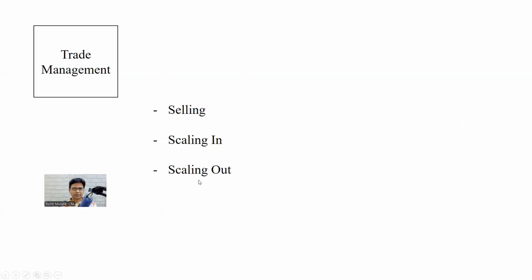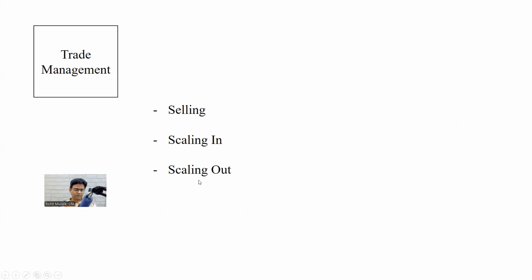And the last step is trade management. Trade management is where trading actually becomes an art than a science. Till step number 6, it was all science, it was all mechanical. Okay. This is where it becomes an art, because selling is a very tricky topic.